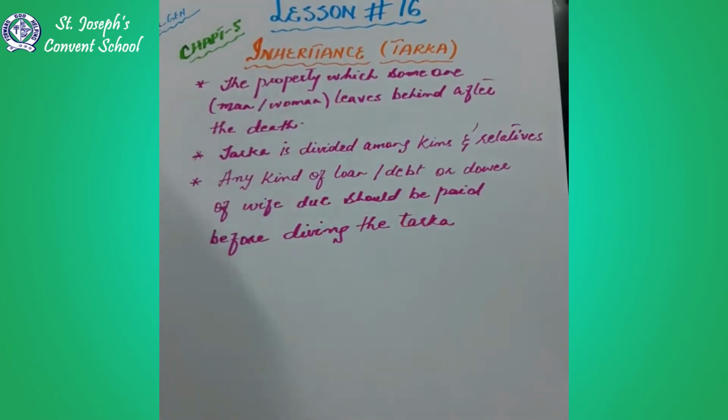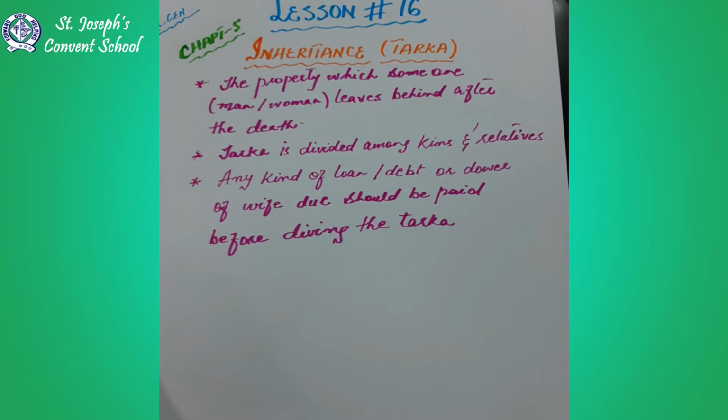So if there is any kind of loan or debt, you can say, or dower amount. Okay, dower amount of wife is the amount the husband has to pay when they are getting married. So what they do, they give something to the wife, that is known as dower amount. So that amount the husband has to pay. So if it is not paid, then you have to pay that amount also before dividing the property. Okay.